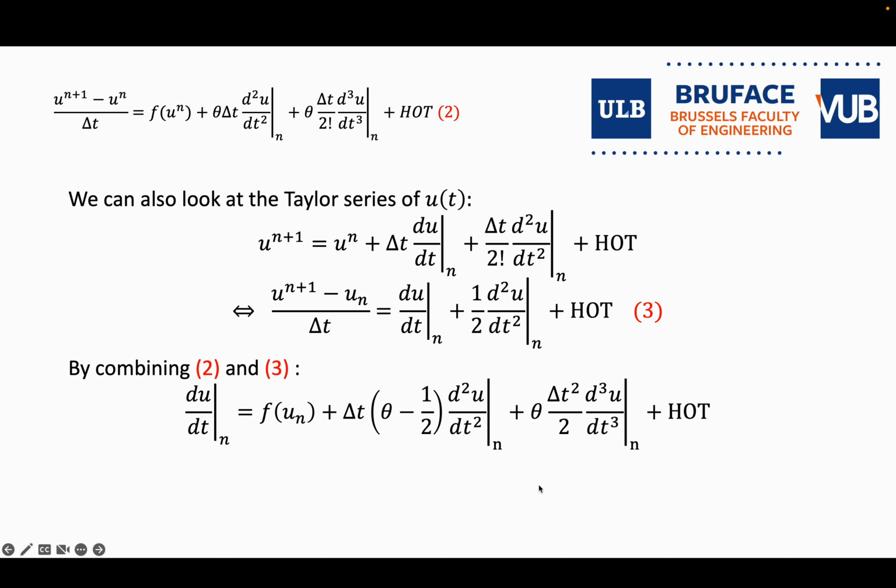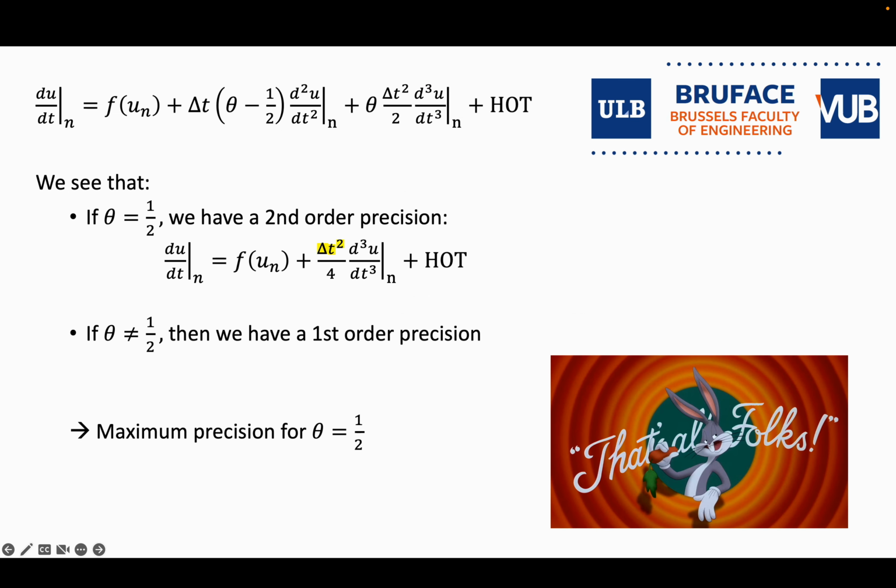And we can draw some conclusions from that last equation. And these conclusions are that if we replace here in the equation theta precisely by 1/2, we see that this second term here, which is multiplied by a delta t, vanishes. So we would only be left, as we have written here, with terms multiplied by delta t squared. So we would have a second order precision in that case.